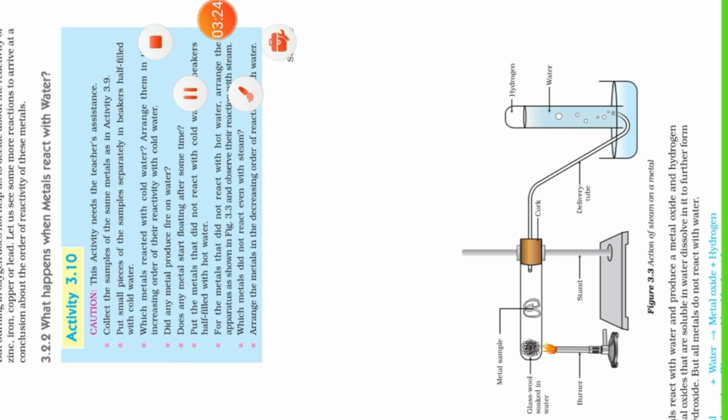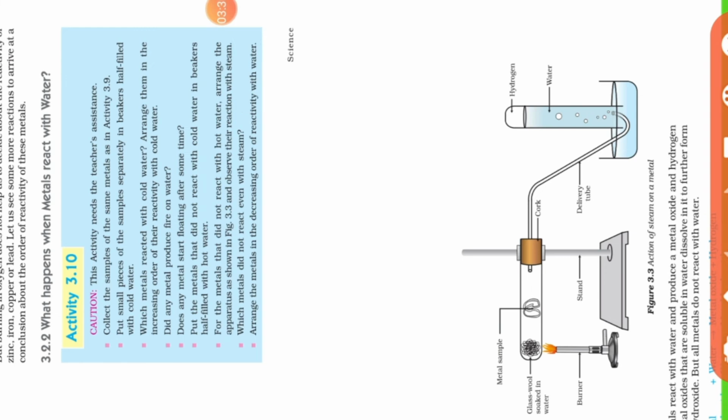What they have told you: take some samples of metals and put them in cold water, then arrange them in increasing order. Did any metal produce fire? Does any metal float? Then for the metals that did not react with cold water, do the reaction with hot water. For the metals that did not react with hot water, arrange them. Then which metal did not react even with steam? Like this way we have to arrange. Okay students?